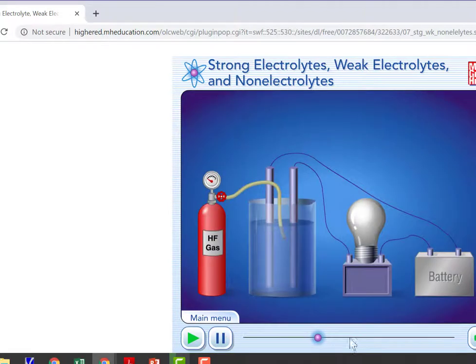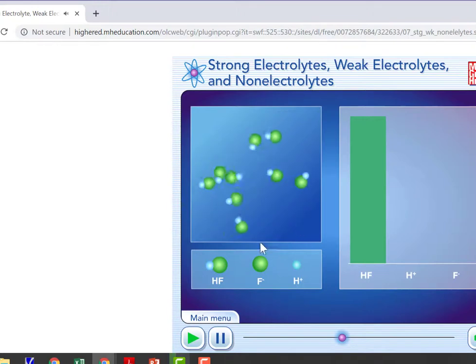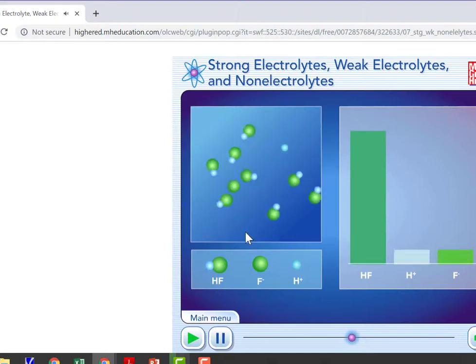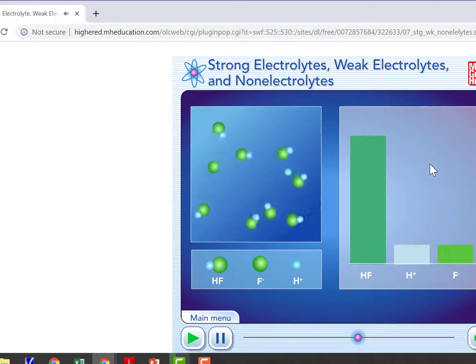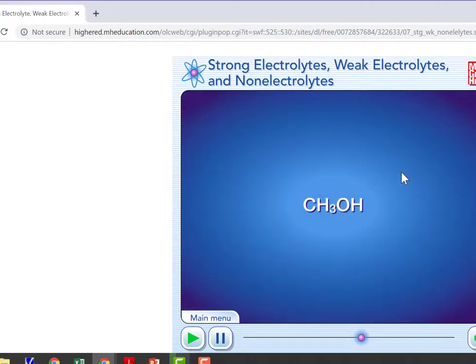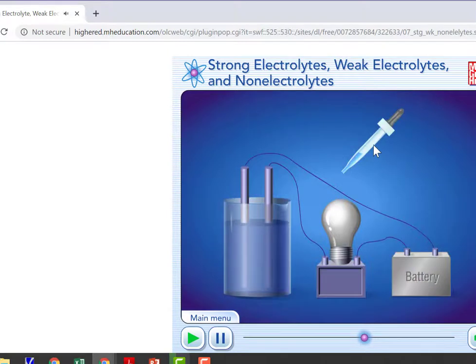Okay. Hydrofluoric acid, HF. When it dissolves, the HF stays together, except one of them falls apart. It shows about 1 out of 9 has fallen apart, so it'll conduct. It's got a couple of small charges, so it'll be able to conduct a little bit. But it's really not 1 out of 10.